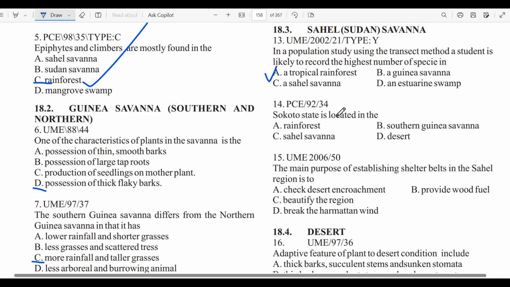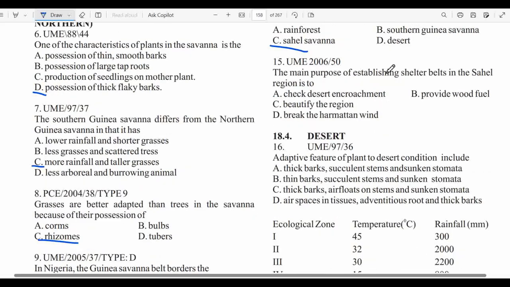Question 14. Sokoto State is located in the, again, Sahel savanna. That is C. Question number 15. The main purpose of establishing shelter belts in the Sahel region is to A, check desert encroachment, B, provide wood fuel, C, beautify the region, D, break the Harmattan wind. Why do we create a shelter belt? In order to break the Harmattan wind.